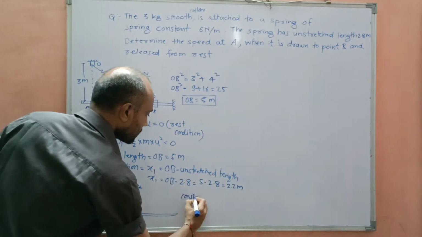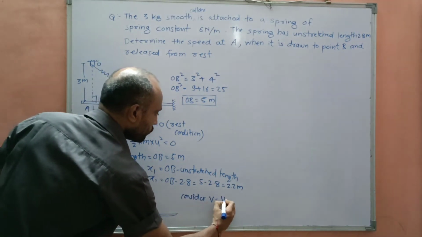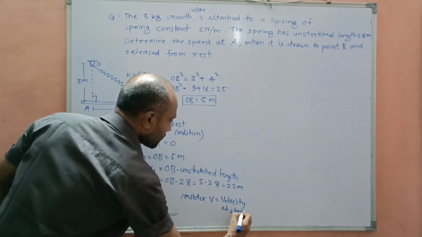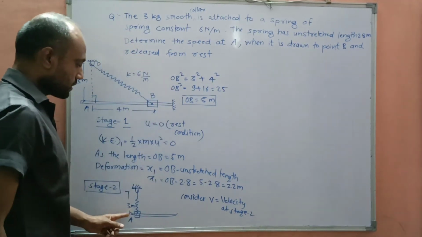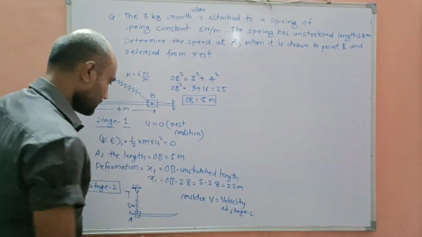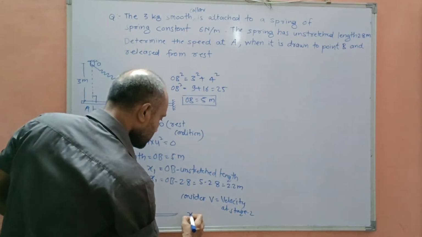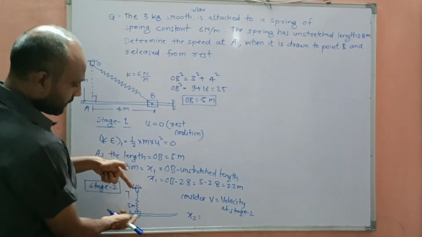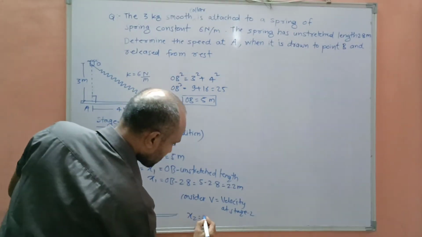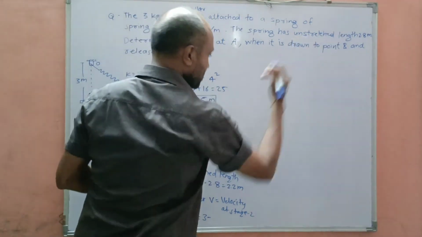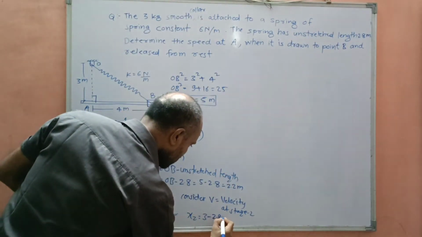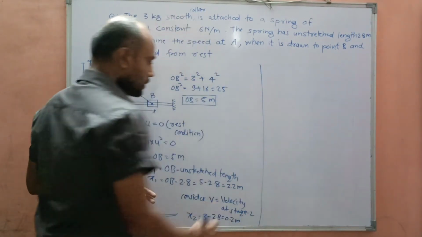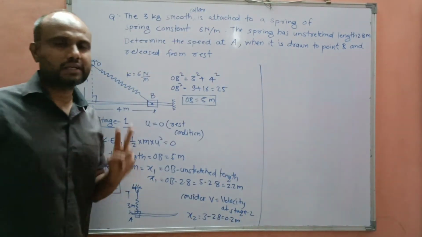consider V is equal to velocity at stage 2. At stage 2, let us assume that velocity is V and its deformation is equal to the current length over here, which is 3, minus the unstretched length, 2.8. So it is 0.2 meter. So we have calculated two parameters at every stage.